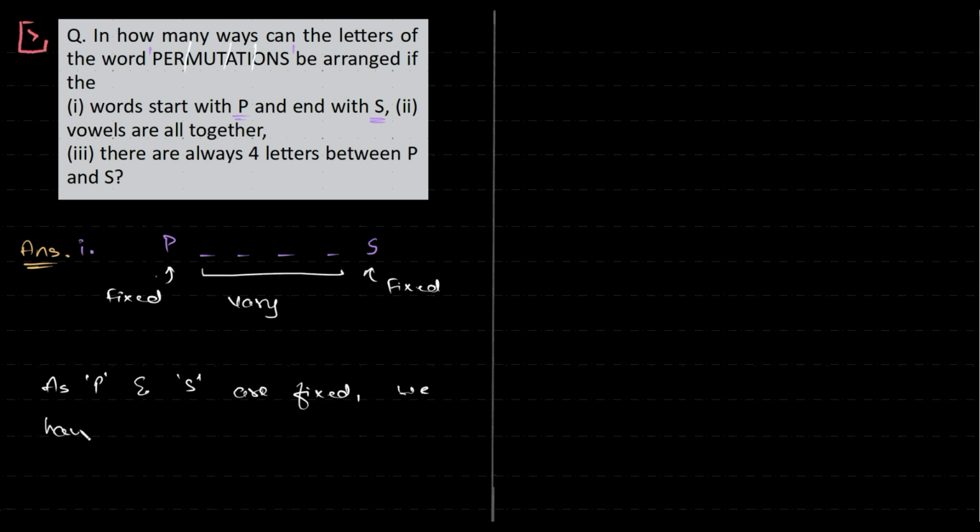We have 10 letters that would vary. So basically n is equal to 10, and the thing is we have repetition, right? T is repeating. So P_T is equal to 2, we have to consider that and then solve it. Okay, it's a very simple scenario.